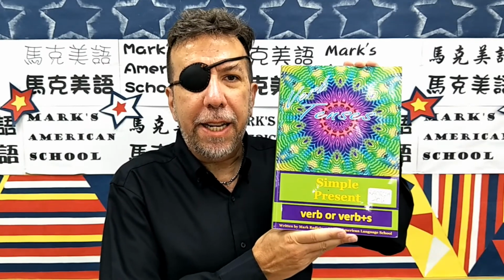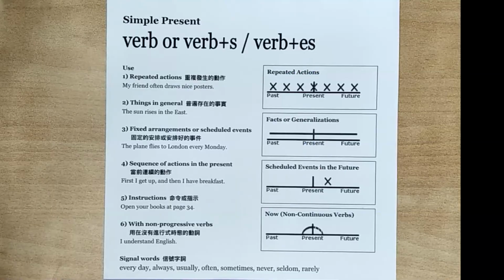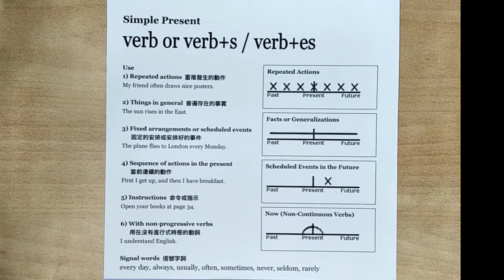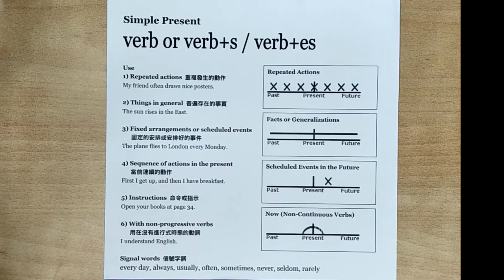Alright kids, let's study the simple present. Simple present. Verb or verb plus S or verb plus ES. It's very important to learn how to use simple present. Number 1, repeated actions. My friend often draws nice posters. 2, things in general. The sun rises in the east.